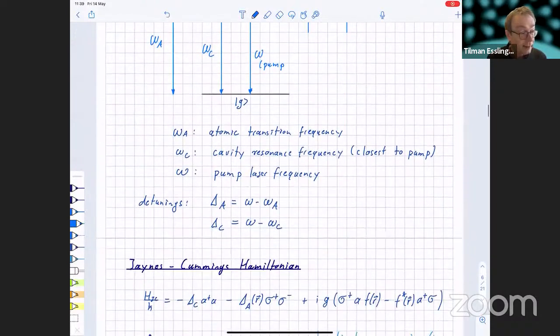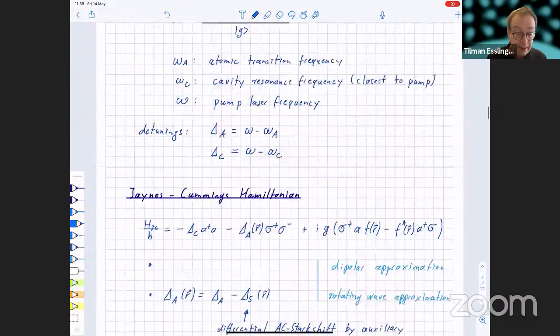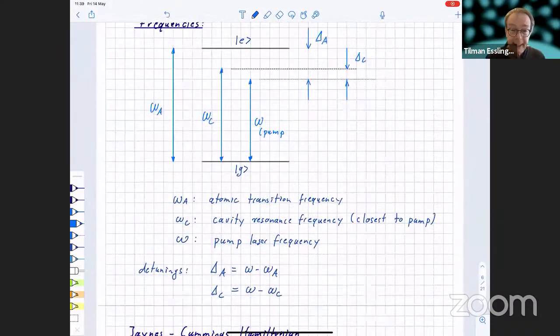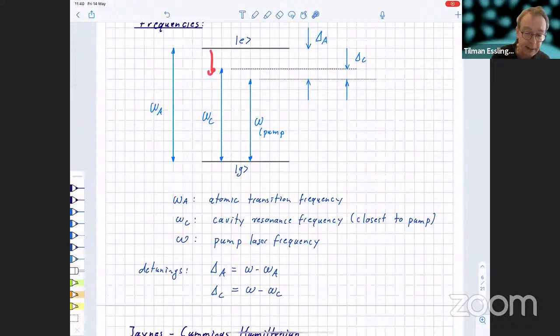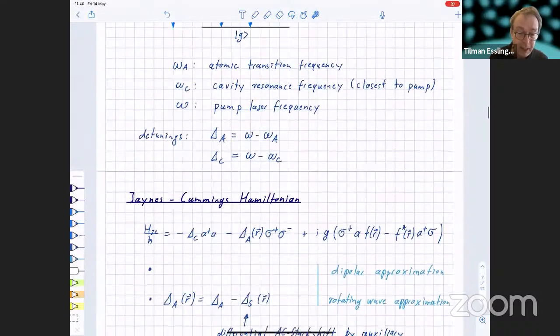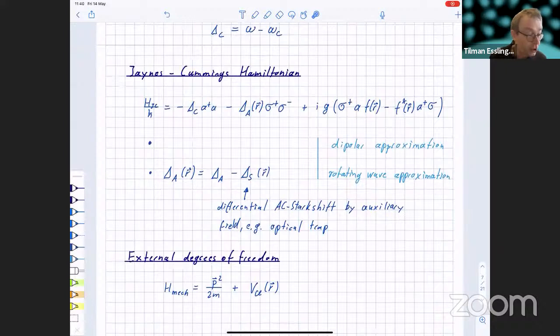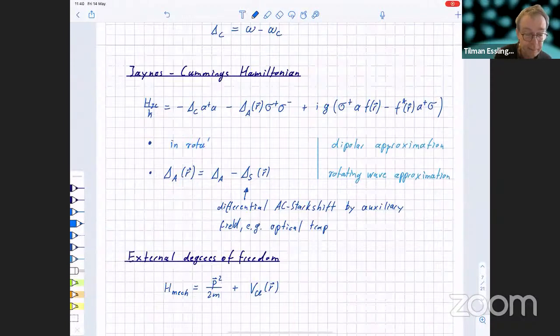Okay, so now we have written down all the frequencies, and we know that usually this is fairly large and this is a bit smaller detuning. Now we can write down the Jaynes-Cummings Hamiltonian. That's just the two-level system. It's written down here already, in a rotating frame at omega, so at the pump frequency.